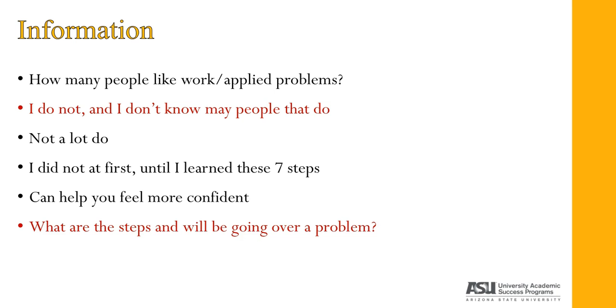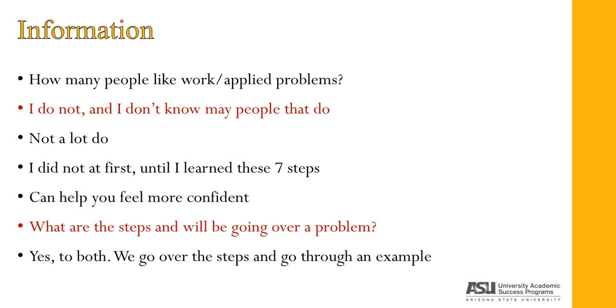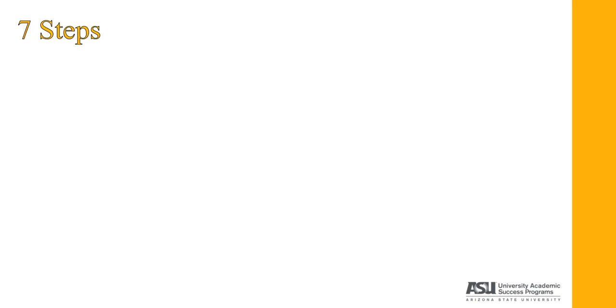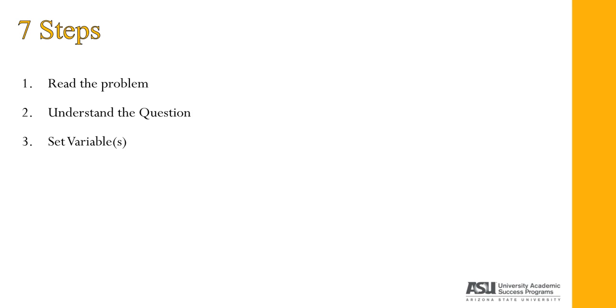What are the steps, and will we be going over an example? Yes, first I will share all 7 steps with you, and then we will discuss each one. Throughout the way, we will be going over an example. Here are the 7 steps. The first one is read the problem. Step 2, understand the question. 3 is set variable or variables. The next step is translating words into math. The 5th step is to solve the math. Step 6 is to ask, is it reasonable? And the final step is to write the answer in words.